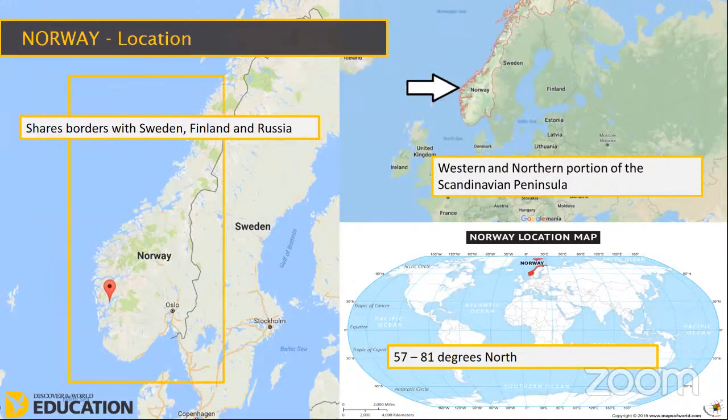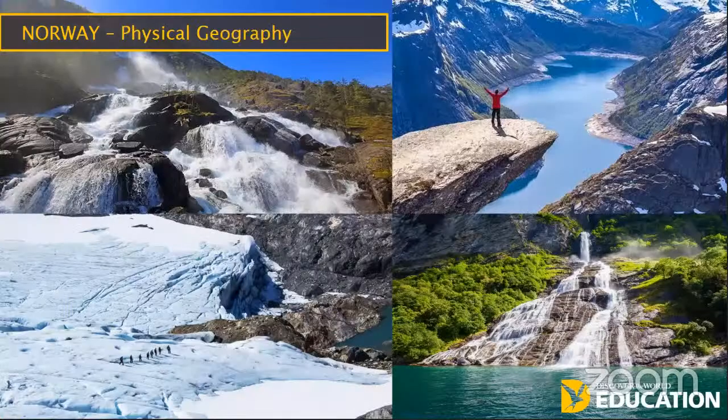In terms of its physical geography, I'm going to today focus particularly on the climate, on glaciation and on waterfalls, but obviously you can look at other fluvial processes as well as the coastal geography as well, because they do have quite dramatic scenery. But I'm just focusing today on the physical geography of climate, glaciation and waterfalls.